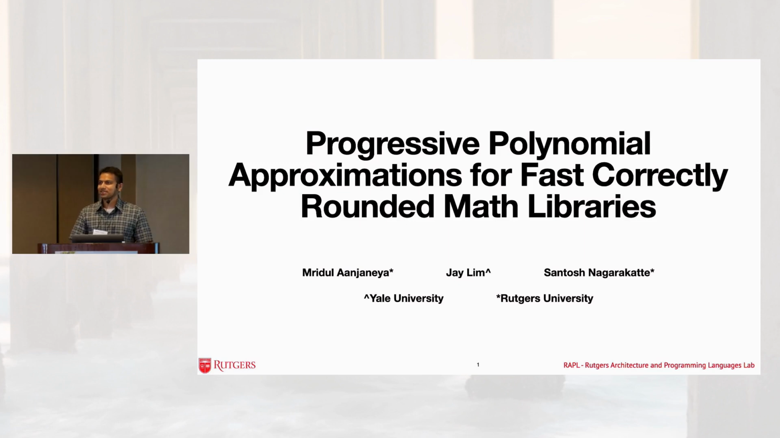Good afternoon, everyone. My name is Mridul Anjane. I'm an assistant professor in the Department of Computer Science at Rutgers University. And today I'll be presenting our work on progressive polynomial approximations for correctly rounded math libraries. This is joint work done in collaboration with my colleagues, Santosh Nagrakate and Jaylin.